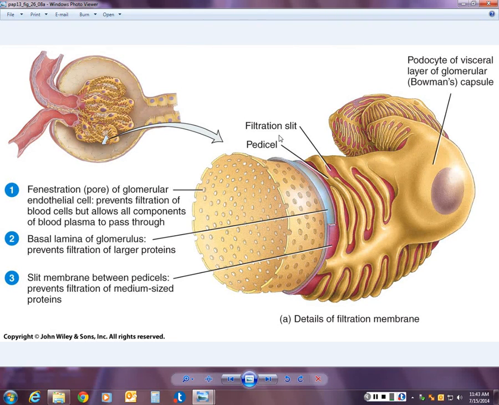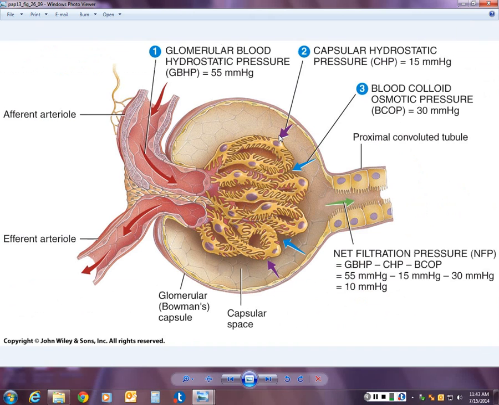Now, to begin to talk about the process of filtration itself, what you need to appreciate is the fact that filtration is a movement of fluid. We're moving fluid from the inside of that glomerulus and into this area here, which is the capsular space. And in physics, whenever fluids move, they always do so by moving from an area of higher pressure to an area of lower pressure. So essentially, the process of filtration itself is driven by a force. It's driven by a pressure. The pressure is going to force the fluid from the inside of the glomerulus and into that capsular space.